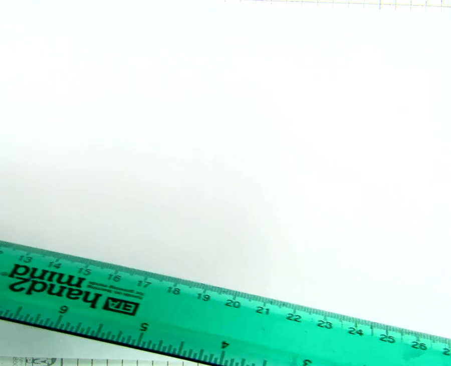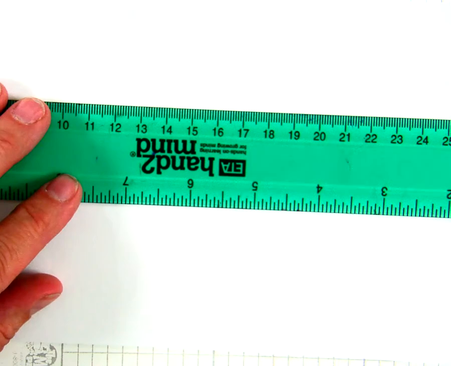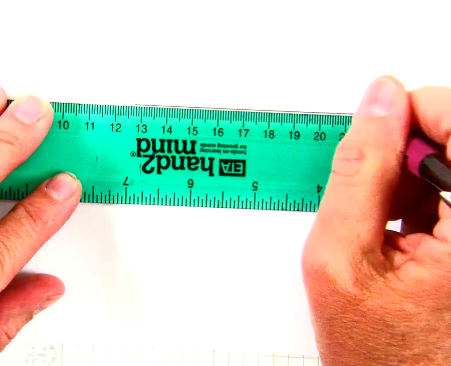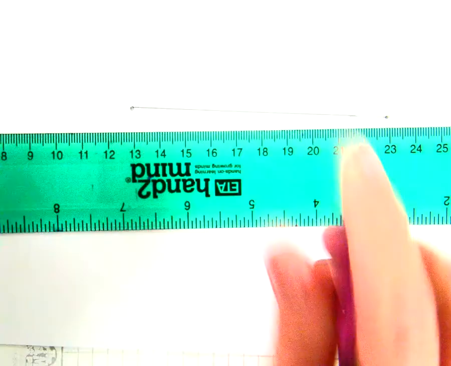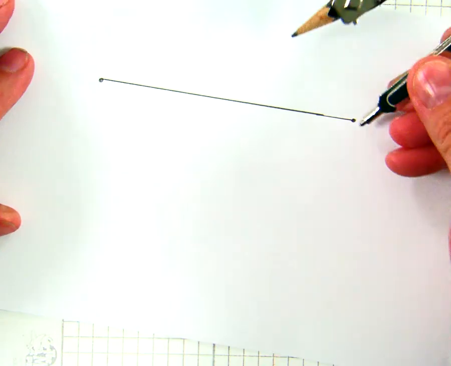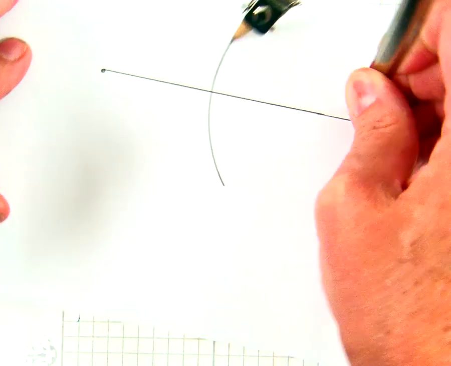This lesson is about perpendicular bisectors. We've already learned how to construct the midpoint of a segment. Let's review that. Start with a line segment. To construct a perpendicular bisector, we'll take our compass and set it somewhere between a half and a whole.